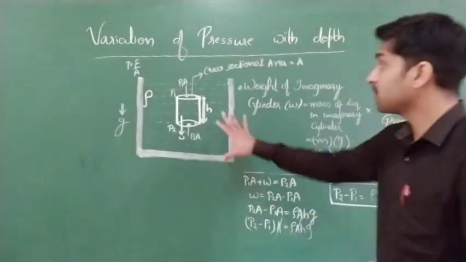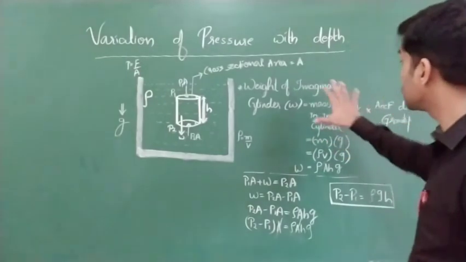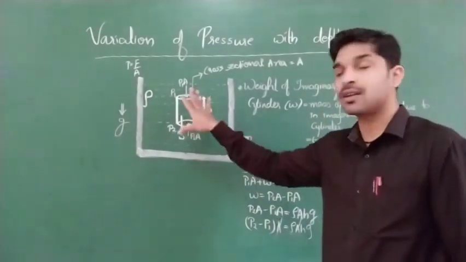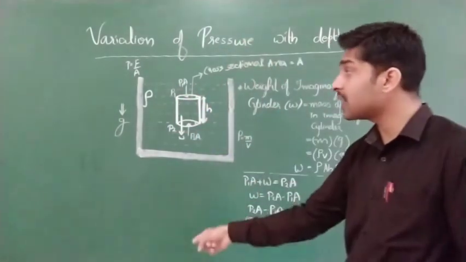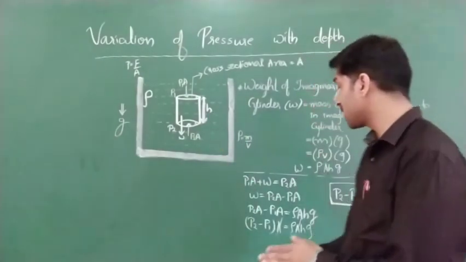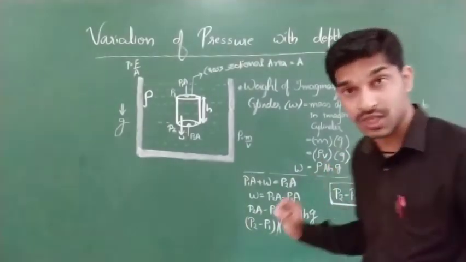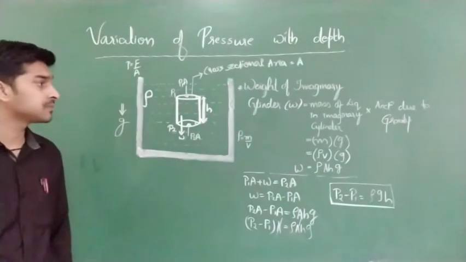So simply, first we will consider this imaginary cylinder and calculate its weight. Next we balance the forces, because we are assuming the cylinder is in equilibrium. The forces acting in downward direction should be equal to the forces acting in upward direction. So just equate the forces, and finally you are going to get P2 minus P1 is equal to rho GH. Is that clear? Shall we go to the next step?